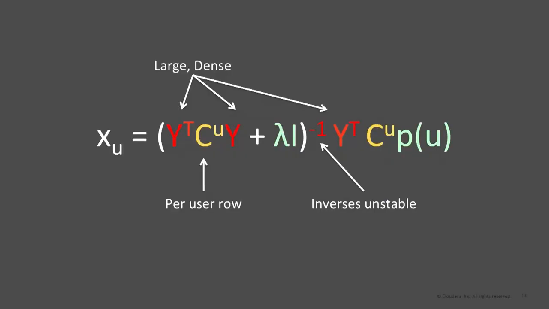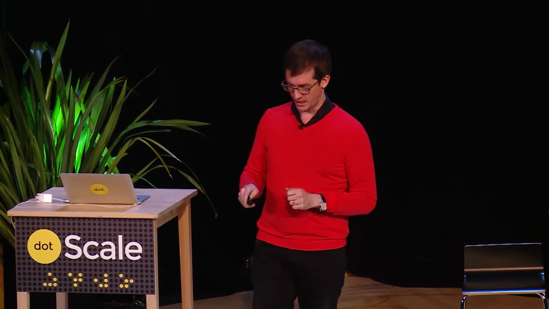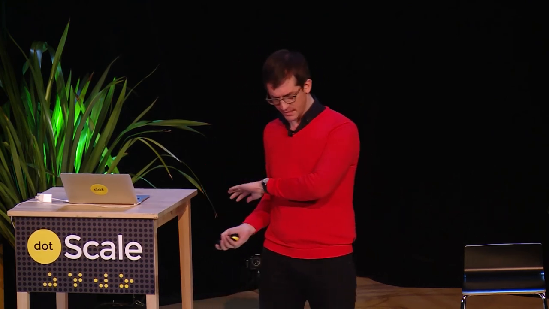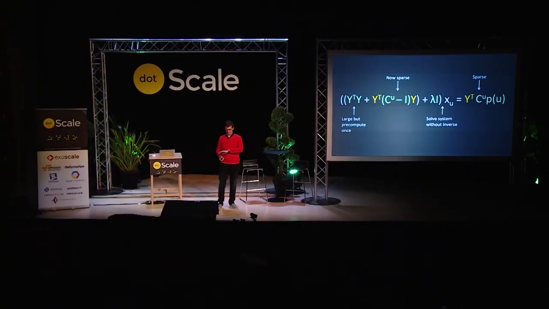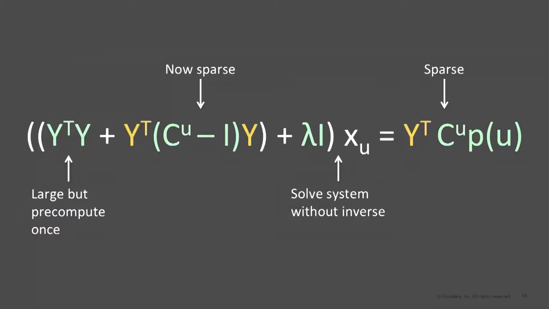We've also got another problem in here. There's an inverse. We don't generally ever want to compute a matrix inverse if we can avoid it because they're numerically unstable and it takes some time. Those jump out as problems. So sure enough, one of the key insights in the paper is that you can rearrange this a little bit to be much, much friendlier to computation. For example, we can move that matrix inverse over where it belongs on the left side and really just solve a system of equations here instead, which doesn't require, strictly speaking, a full inverse.